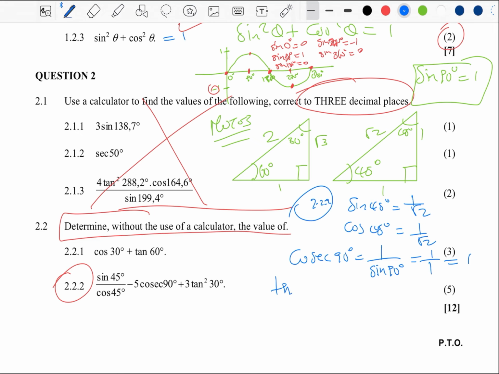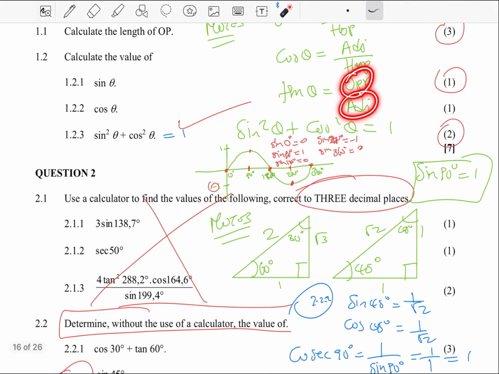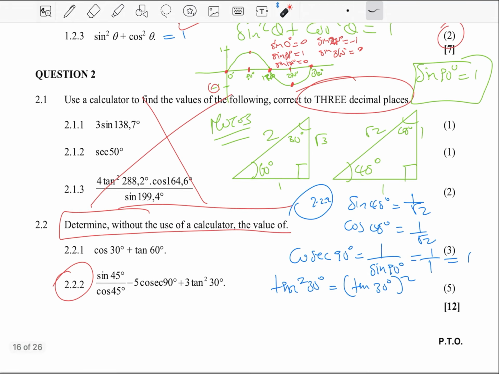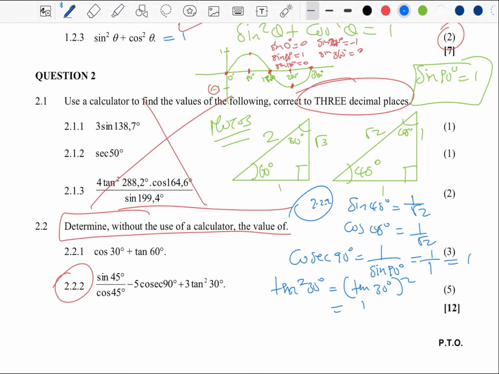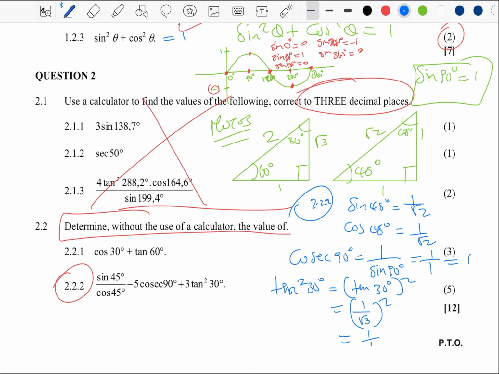And then we've got tan squared 30 degrees. Of course, this can be written as tan 30 degrees squared. And for tan 30 degrees, again, you're looking at this triangle here. Tan is opposite over adjacent. So the opposite side is this one, and the adjacent side is this one. So tan 30 is 1 over root 3. This is all squared. And of course, 1 squared is 1, and the square root of 3 squared is 3. That's your answer.